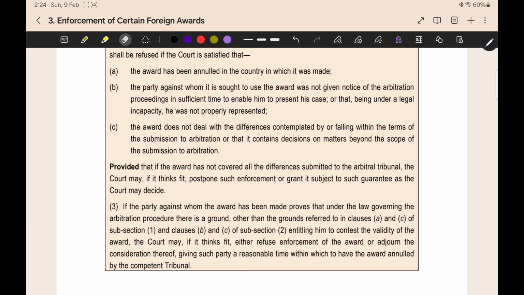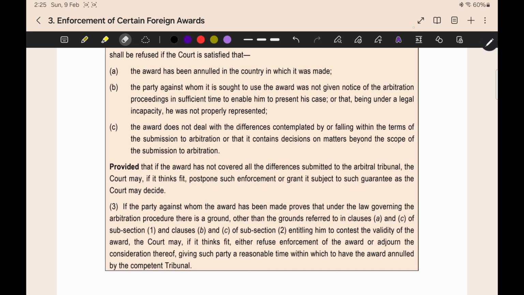Now here there is a proviso. For example, you have submitted 5 issues to arbitration and we got an arbitral award. In that only 4 decisions are covered. One problem, no decision has been given. Now in that case what the court will do is that it will postpone the enforcement of the award and do the necessary things which should be done. It should postpone the enforcement and grant it subject to such guarantee as the court may decide. The court will decide what to be done.